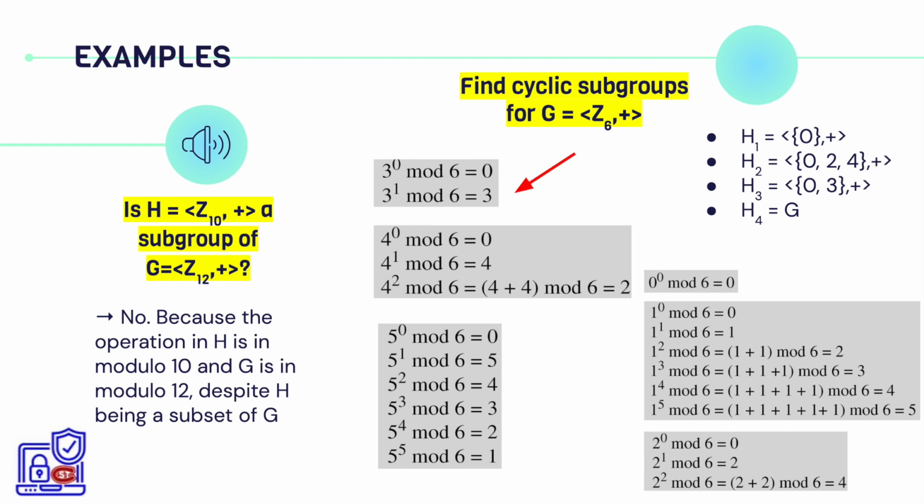The cyclic subgroup generated from 3 is H3, which has 2 elements, 0 and 3. The cyclic subgroup generated from 4 is H2. This is not a new subgroup. The cyclic subgroup generated from 5 is H4, which is also not a new subgroup and is G itself. So in total there are only 4 subgroups for G = Z6 with the addition operation.